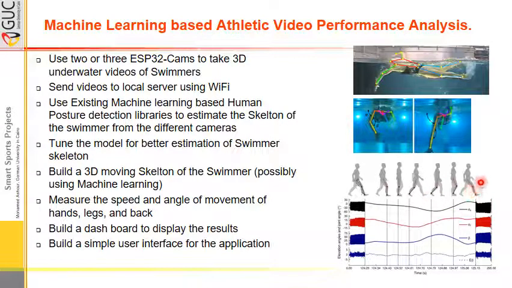That could be used later to say whether this person is moving correctly, that he's taking the right steps, that he's moving his legs in the most efficient way. So we will need to build code to measure the speed and the angle of movement of different body parts that are detected using this human posture detection. And then we would build a dashboard to display these results, for example, like this one, and we build a simple user interface for this application.